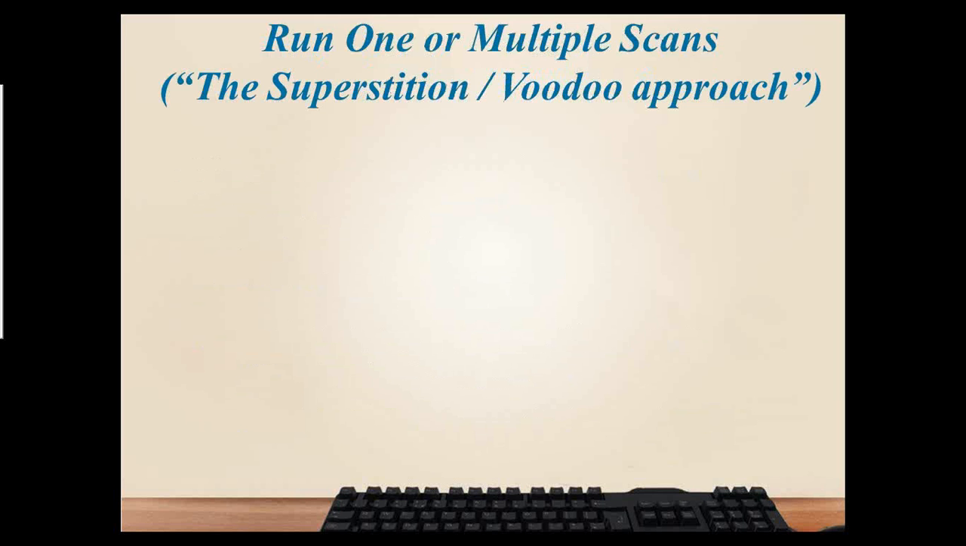So I'm going to talk about each of those in a little bit more detail. First of all, running one or multiple scans. That's what I call the superstition or the voodoo approach, because it's really kind of a black box. You just throw enough stuff at it and hope that it works, but you don't really know what's going on or how effective it has been. And so if that's the approach you're taking, the first obvious question is which programs are you going to scan with, how many and which ones?